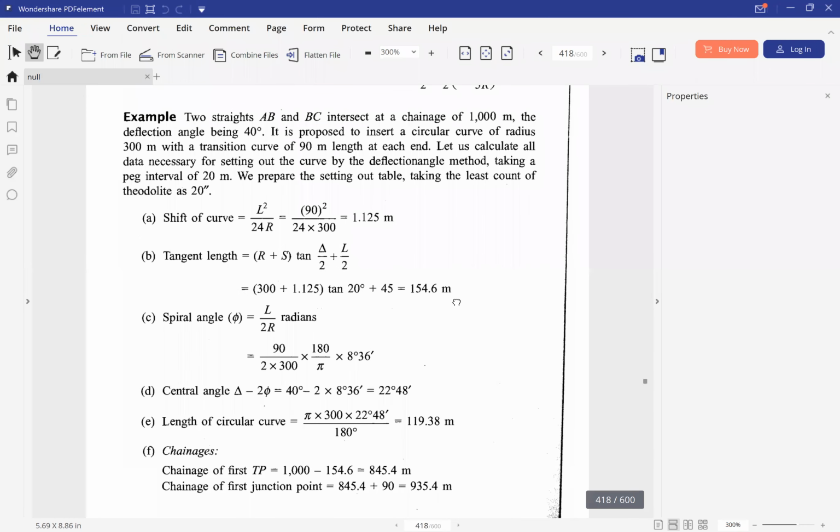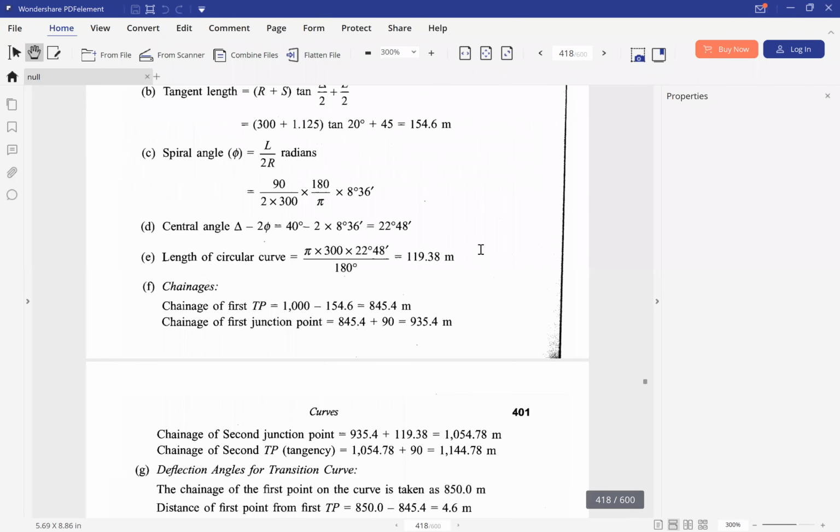Then we need to calculate the chainages. The chainage of the first tangent point will be equal to the chainage of the intersection point minus the tangent length. So the chainage of the intersection point which was given to us was 1000, minus tangent length 154.6. So we have 845.4 meters.